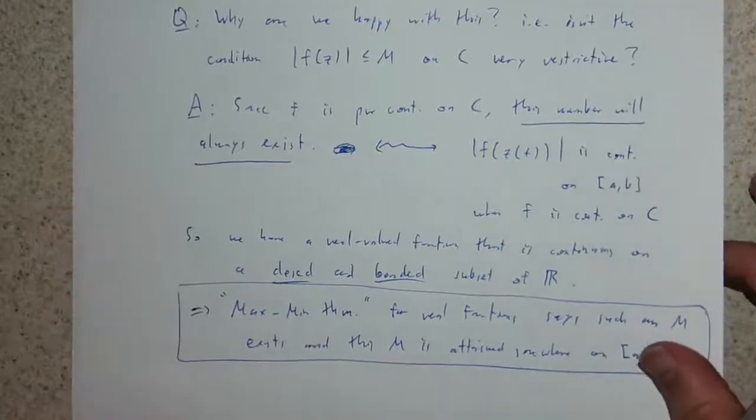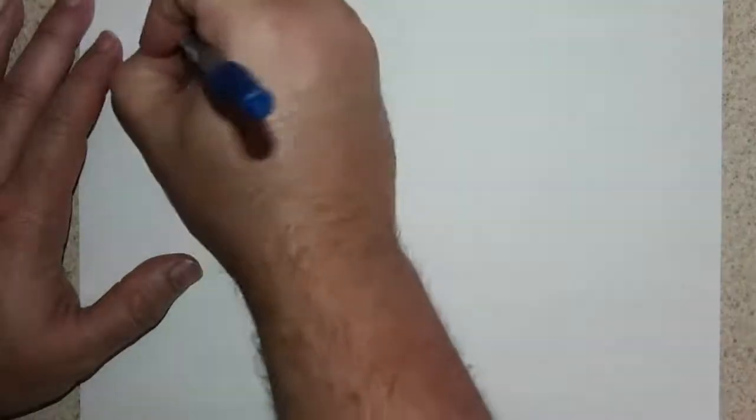Okay, so this is good. This tells us that we can always find something like this. The curve itself is a closed and bounded set in the plane, and that's what allows us to do this.